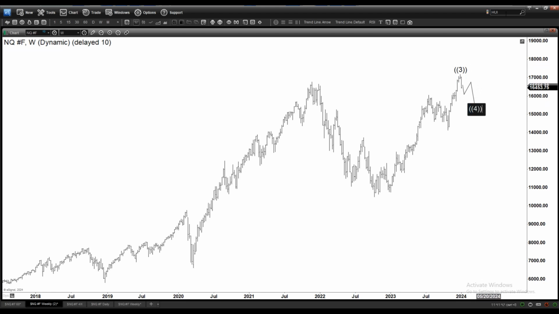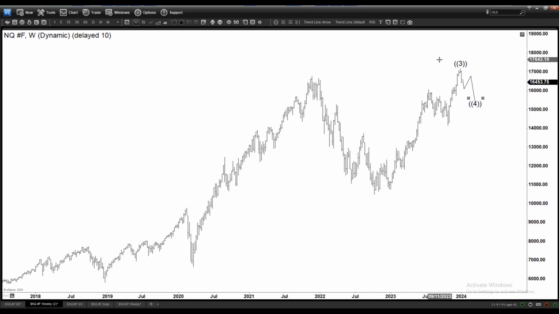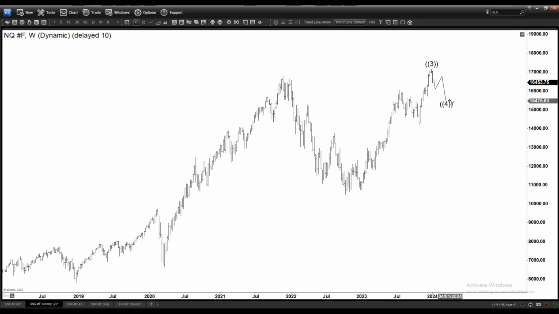And then after that, we should be looking for another leg higher again, right, to finish with 5. So if this is a 3 and a 4, this will be a 1 and a 2, right?